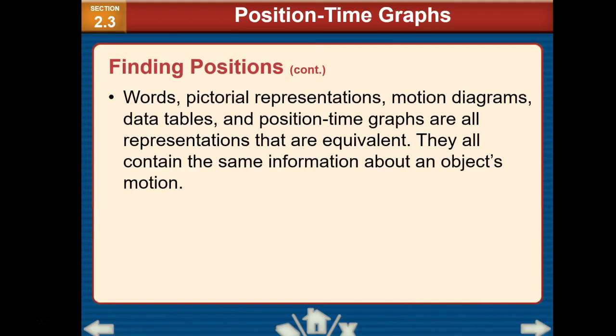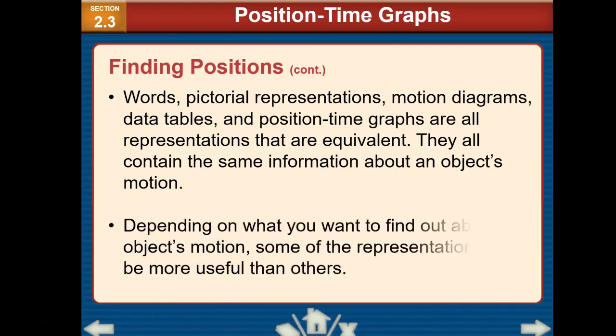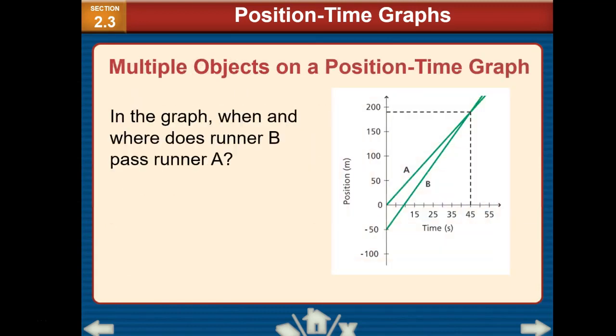So you have a verbal description, a picture like we showed you with the runner, the motion diagrams with the dots, data tables, and the graphs, which can all give you the same information. Depending on what you need to find, you'll have to figure out which one is best for you to use. Okay, so now we look at this graph here.